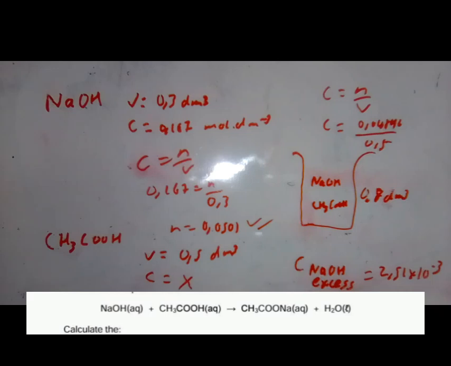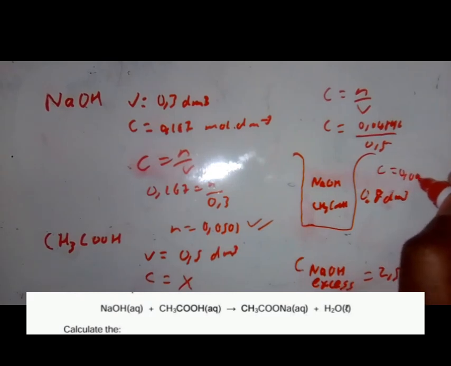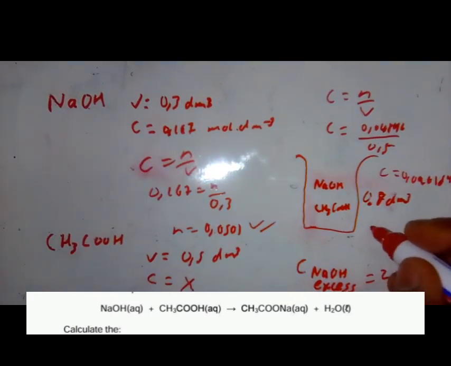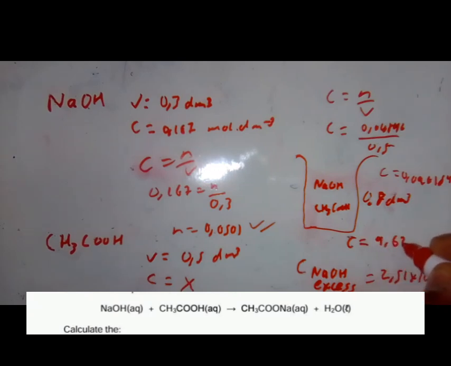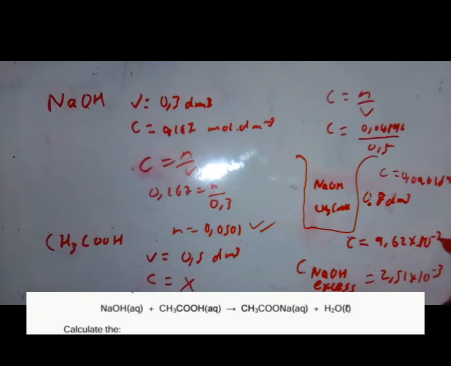So let me just calculate. Yeah, so somewhere around 0.09, yeah, 0.09 6184. So eventually we'll just say C is equal to 9.62 times 10 to the power of negative 2. So I hope you get it. So that's the concentration. We have found it. So I hope you get it.